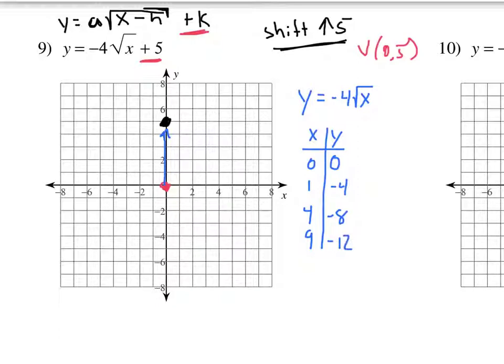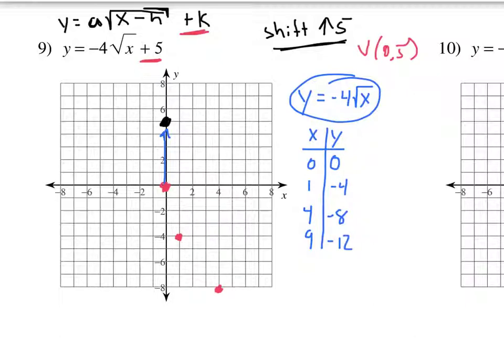Okay, so there's our points. Now remember, that is the coordinates before the shift. So if we plot those guys, we're at 0, 0. We're at 1, negative 4. We're at 4, negative 8. And then 9, negative 12 goes way off our graph.